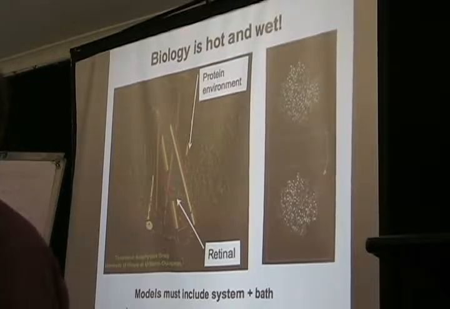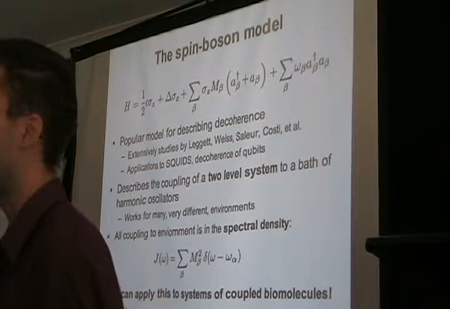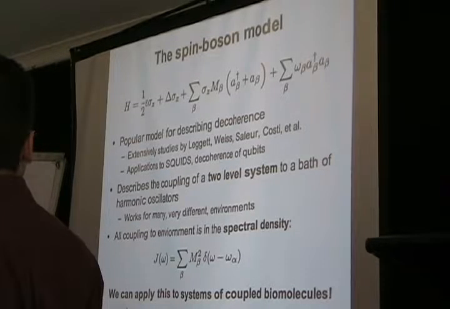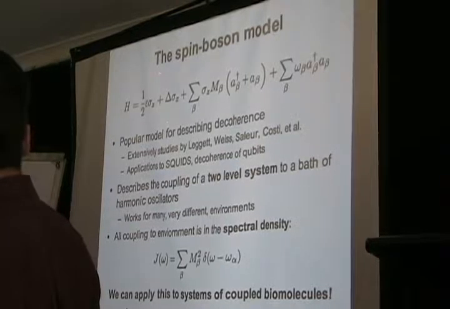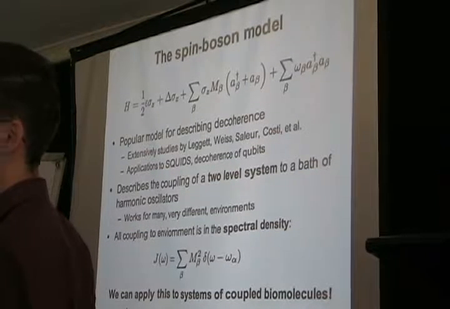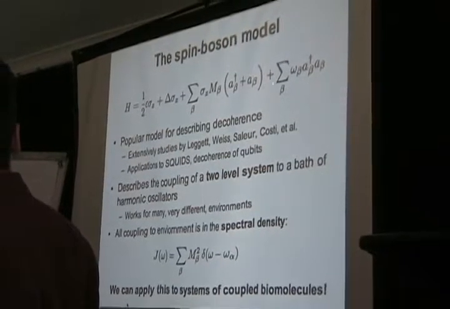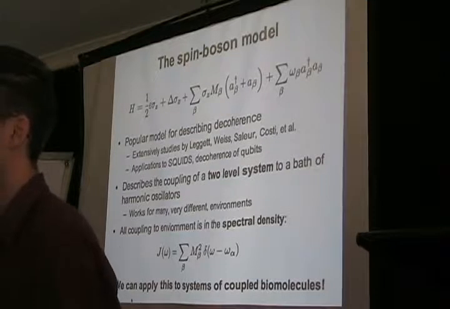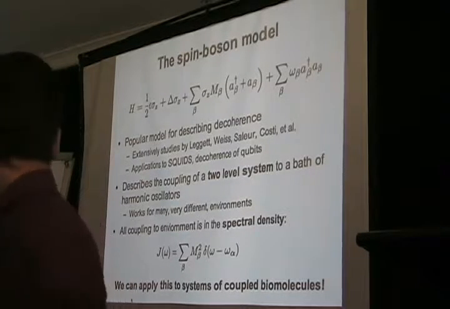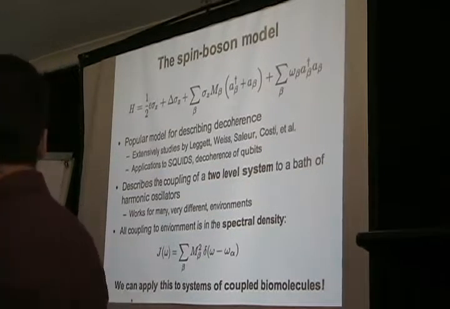So how do we want to model this? Well, in physics, one of the most popular models for describing decoherence is the spin boson model. So I will go through this Hamiltonian in much more detail in a moment, but the general idea is that we have a two-level system, which could be anything, a quantum dot, or in this case, biomolecules, which is coupled to a bath of harmonic oscillators. So we couple the state of the two-level system to the position of each oscillator by these coupling constants, m sub beta, which tells you how it couples to each bit of the environment. And it's been extensively studied by Tony Leggett and others.